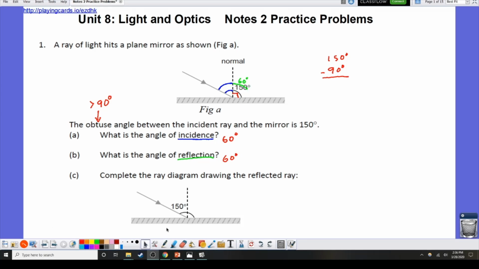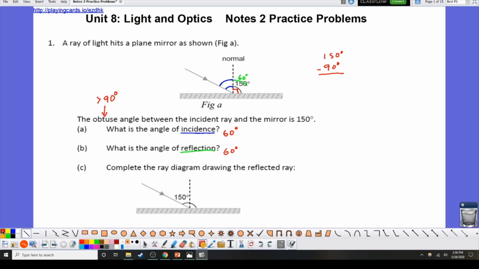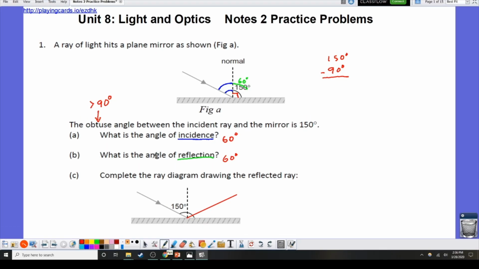60 degrees. So letter C says complete the ray diagram drawing the reflected ray. So let's go ahead and do that. I'm actually going to use this line tool, make sure it's red. I'm going to do a reflected ray coming off of that same origin point, and I'm going to do my best to match that angle here. So that should be it right there. And just to notate, the angle from here to here is 60 degrees, and the angle from here to here is also 60 degrees. The big thing to remember here is that the angle of incidence and the angle of reflection are the same.